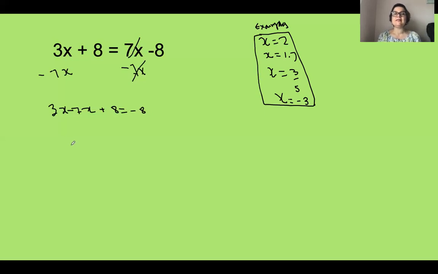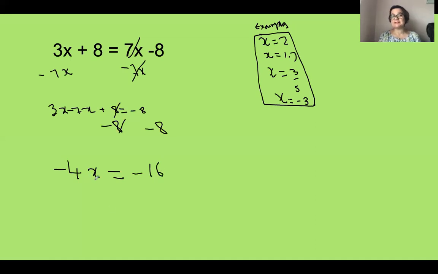And then you don't want the numbers on the left-hand side. That means you are getting rid of the numbers on the left-hand side. So in this case, we are going to get rid of the 8. So it becomes minus 8, minus 8. There you go, and then we cancel this out. So 3x minus 7x is minus 4x, equals minus 8 minus 8, which is minus 16, right?